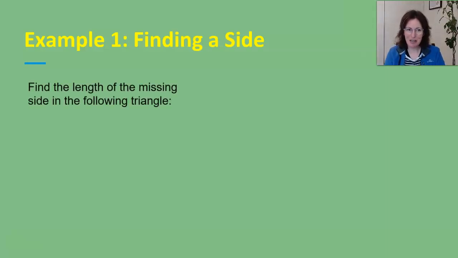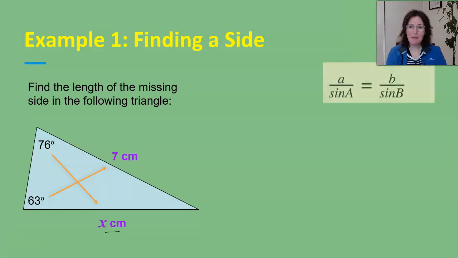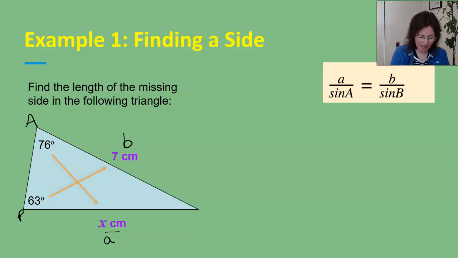Finding a side. So let's do an example. If we're asked to find the length of the missing side of this triangle, let's have a look at what pairs we've got. Do some of those angles match up with a side across from it? We do here. We've got the 76 lining up with the X, so that's opposite. X is opposite 76, and 63 and 7 are opposite each other, so they're a pair. Here's our sine formula. We can stick with X, or you might like to label your triangle so that the unknown is lowercase a, and therefore angle A is over at 76, and then the other ones are b, side length 7, and the angle is 63.